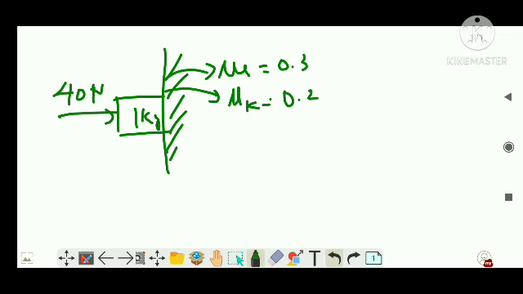Now common sense is very important, guys. Let me ask you, which is the applied force here?